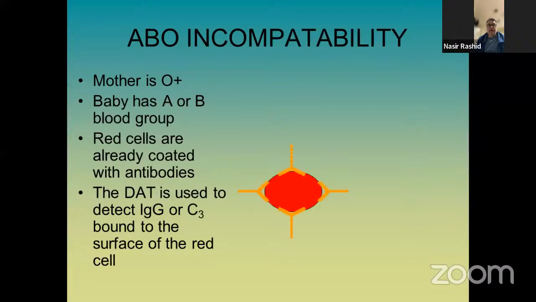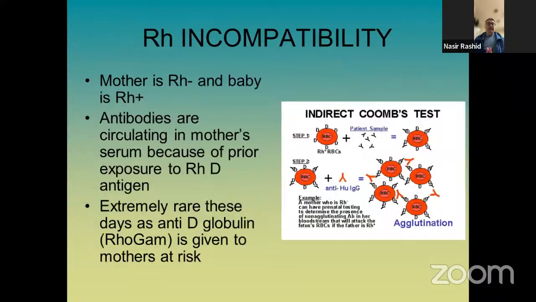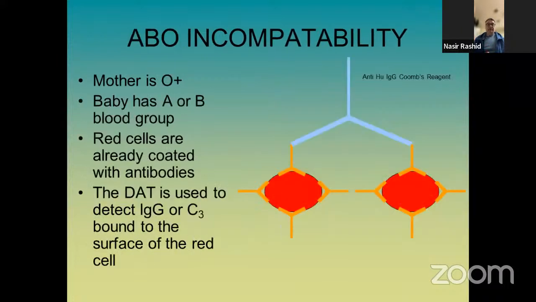And this is how your red blood cells have antibodies on them. Again, antibodies on the red blood cells. And when you add the reagent, they clump together. That's how you know that the Coombs is positive. So in an ABO setup, mother has to be O positive, baby is either A positive or B positive.